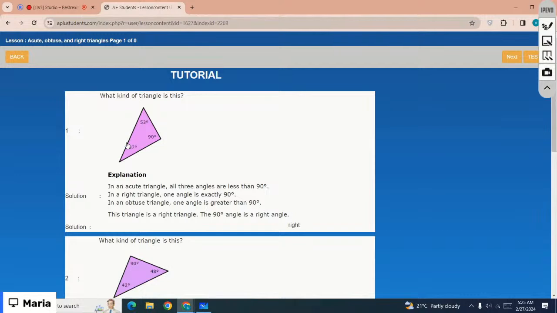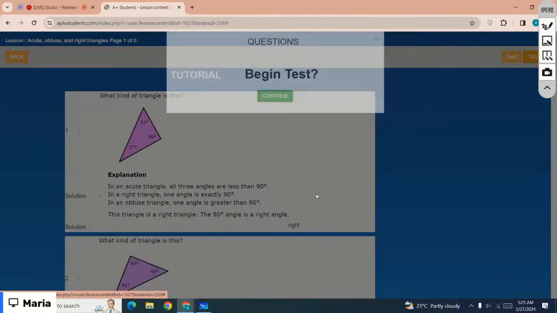An acute triangle has all three angles less than 90 degrees. A right triangle has one angle exactly 90 degrees. And an obtuse triangle has one angle greater than 90 degrees, right? Now let's start with the test questions.